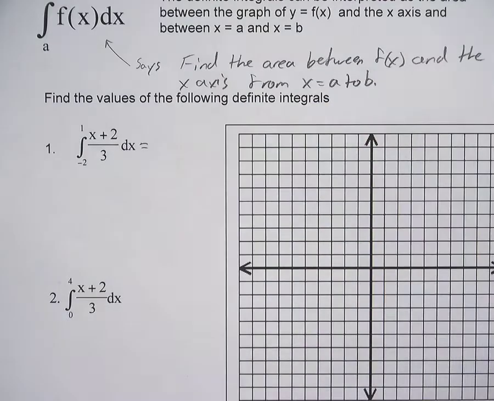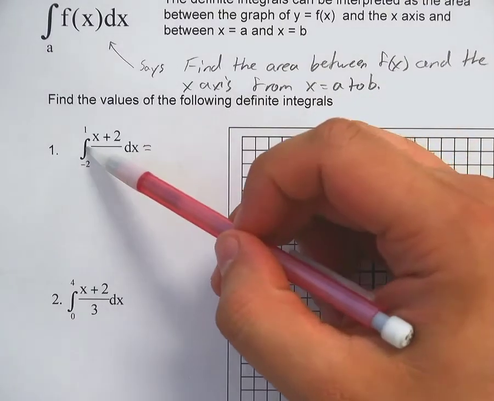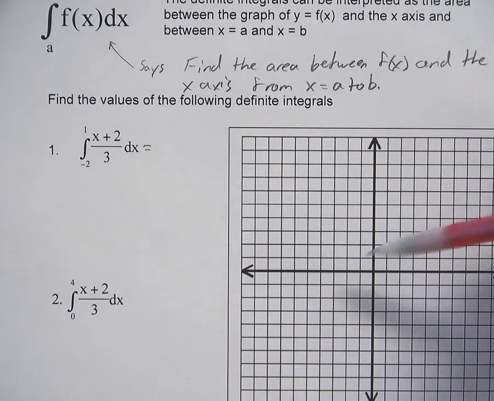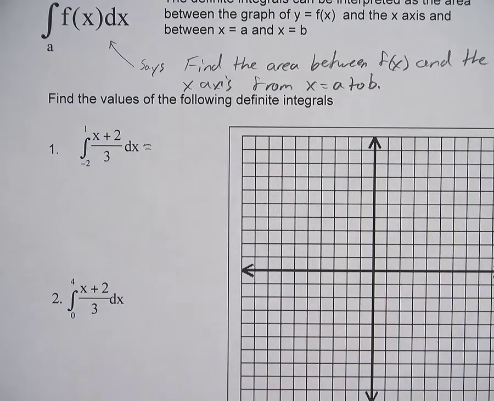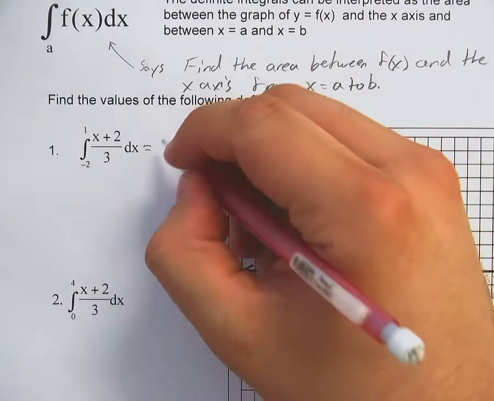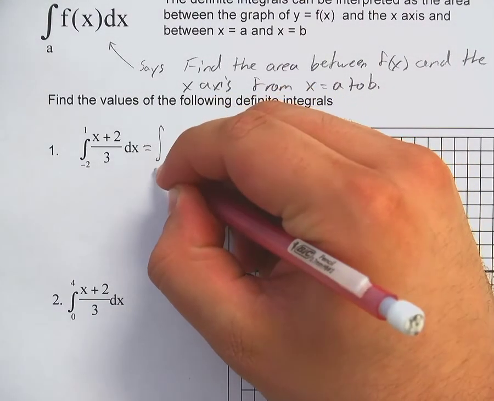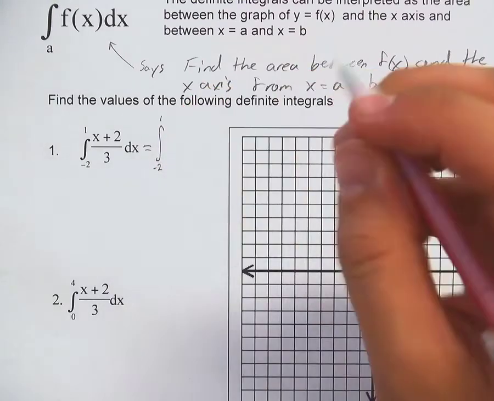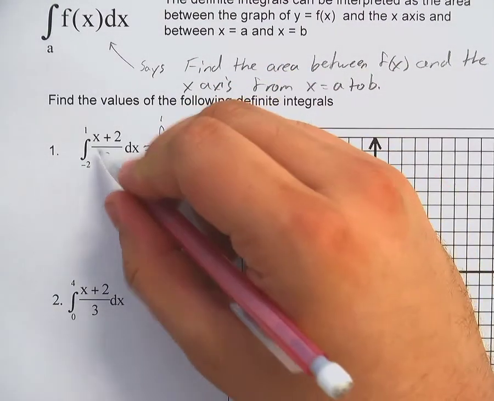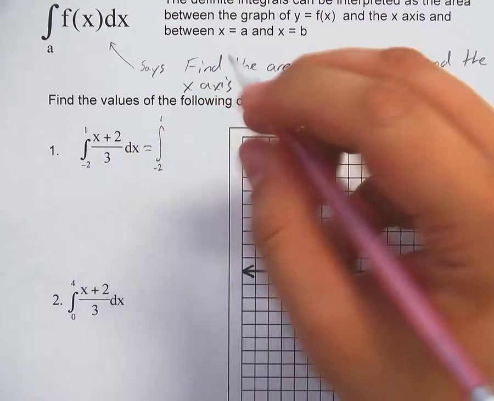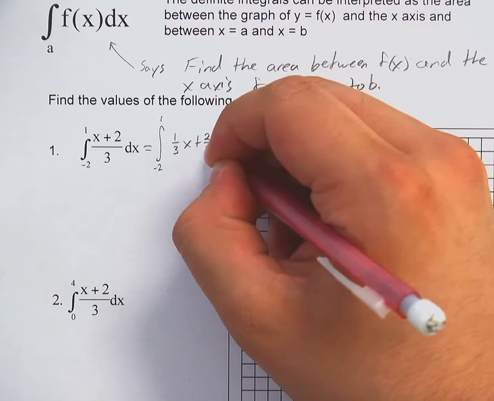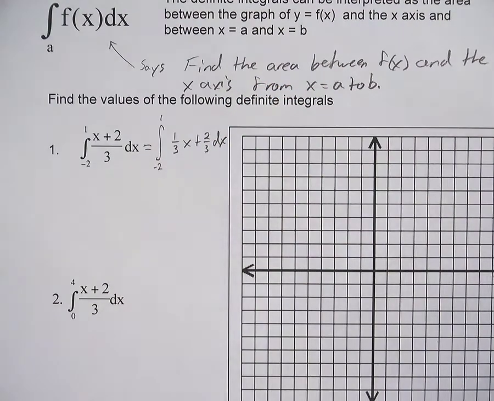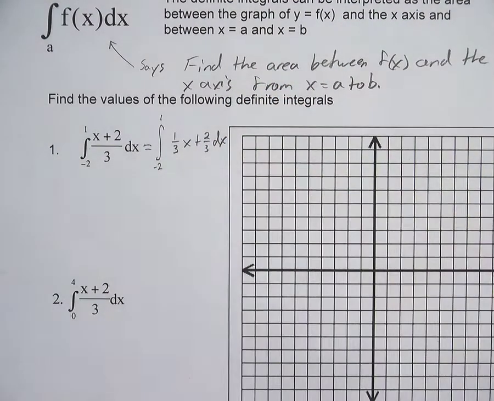So we've got an equation here. The integral from -2 to 1 of (x plus 2) over 3. Okay, I don't like the way that that's written. So the first thing I'm going to do is rewrite it. Integral from -2 to 1. And I'm going to change this to 1/3 x plus 2/3 dx. That way it's slope-intercept form, and hey, I can actually graph that.